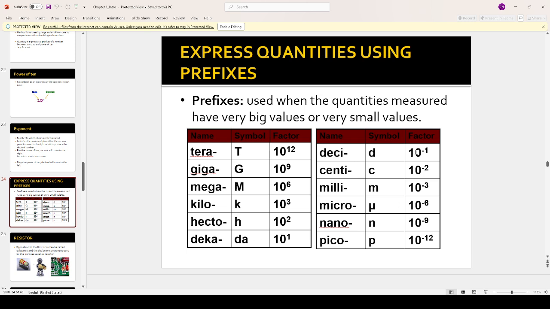Deci, 10 to the power of negative 1. Centi, 10 to the power of negative 2. Milli, 10 to the power of negative 3. Micro, 10 to the power of negative 6. Nano, 10 to the power of negative 9. And pico, 10 to the power of negative 12. The ones we usually use are micro, pico, milli, and kilo, and in some cases mega. But in this semester, we will only use the ones that I've mentioned just now.